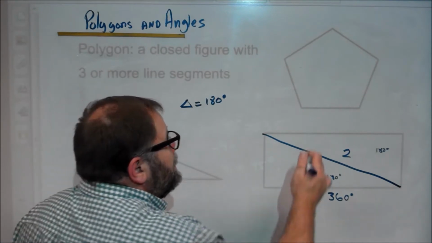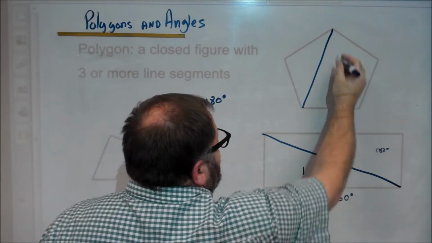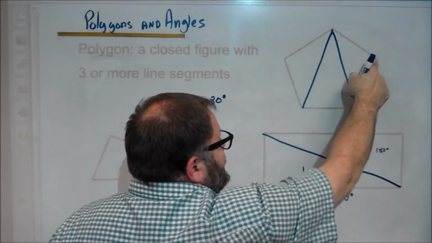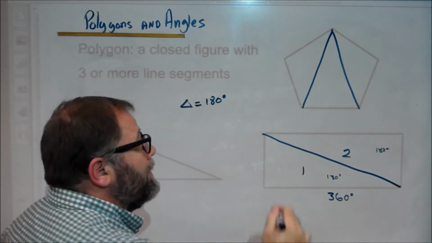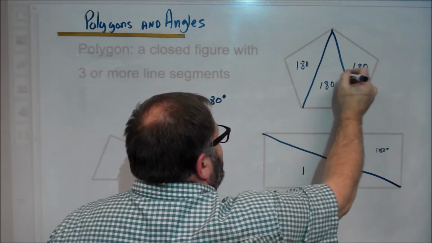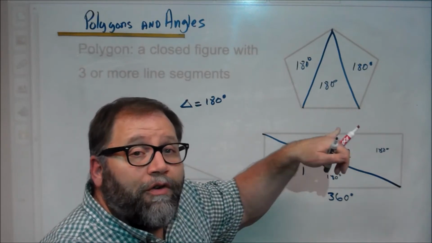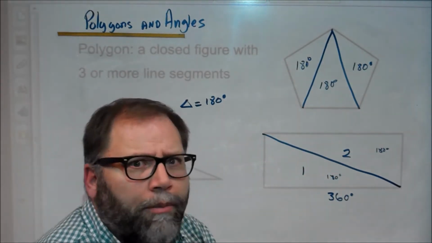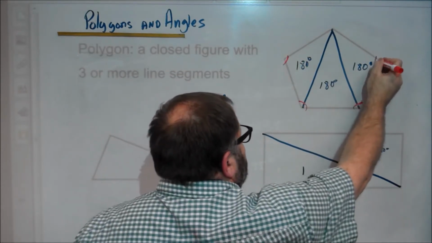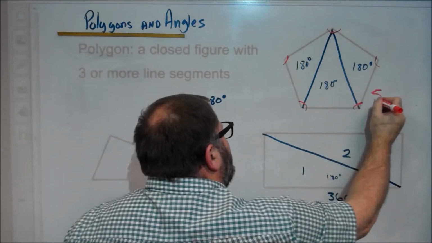Showboat. Let's make as many triangles as we can from this vertex. So I can make this one. I can make this one. I cannot draw a line to this one, I already have. I cannot draw a line to this one, I already have. I have 3 of them. So that's 180, that's 180, that's 180, which means the measure of all the angles in this shape, this angle plus this angle plus this angle plus this angle plus this angle, is 180 times 3, which is 540 degrees.